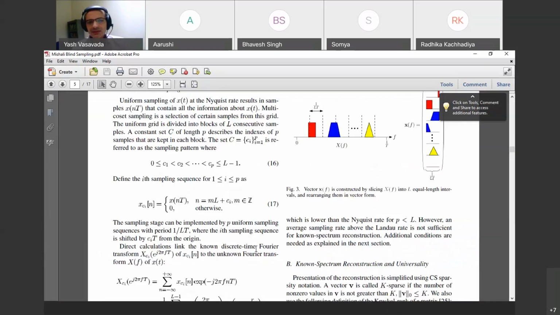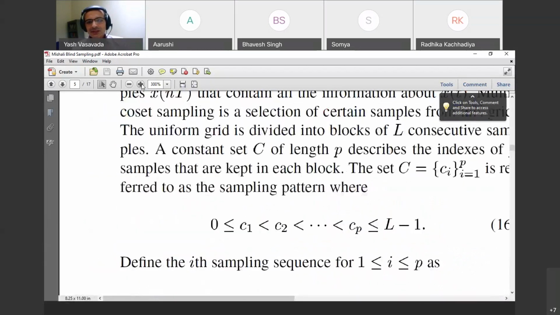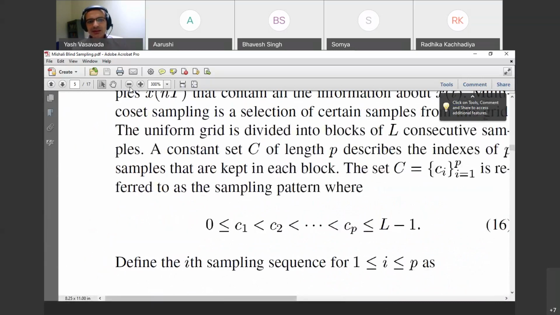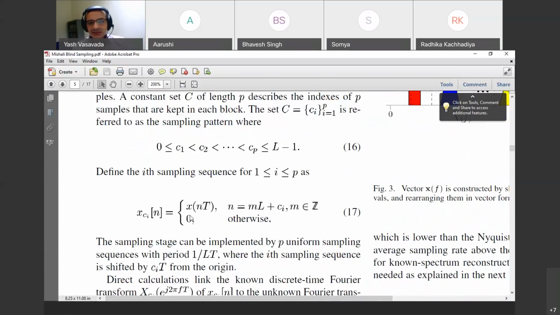So in this paper, they are saying that there is a total of small p such parallel hardware chains. So they have asked for small p A to D converters. But they have said that all of these A to D converters can be pretty low rate. They are pretty cheap devices. And just like what Lin and Vaidyanathan were doing, on each of these A to D converters, they introduce a delay, which is this small c of i. Remember in Lin and Vaidyanathan, that PNS paper, the c of i was denoted as phi. It's exactly the same thing, a different notation.